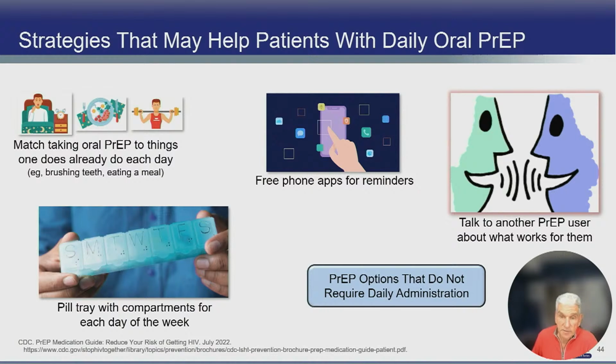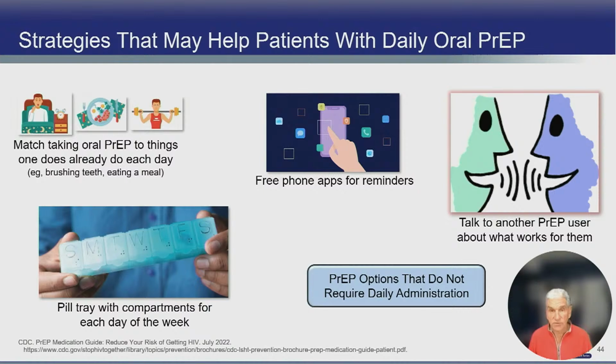There are strategies that may help patients with daily oral PrEP: find things in their life that you can match the use of PrEP to, such as compartments with pill trays, phone apps for reminders, or a peer that they take PrEP with. These are all options that help people match something in their life so that they can make sure they take PrEP.